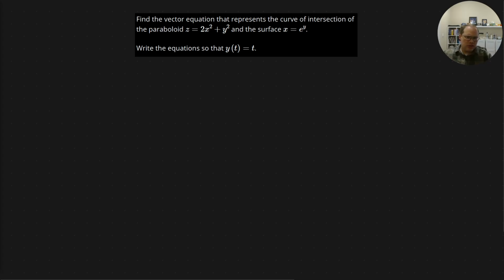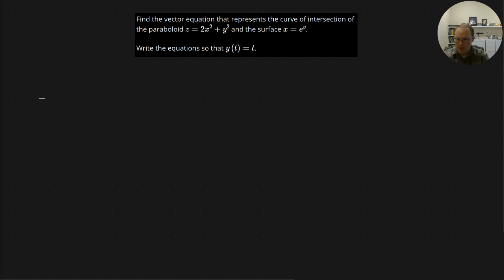Now let's look at similar examples in 3 dimensions. For this first one, we want to find a vector equation that represents the curve of intersection between a paraboloid, z equals 2x squared plus y squared, and the surface x equals e to the y. And it's given us a little hint. We want to write the equations so that the y of t component equals t.